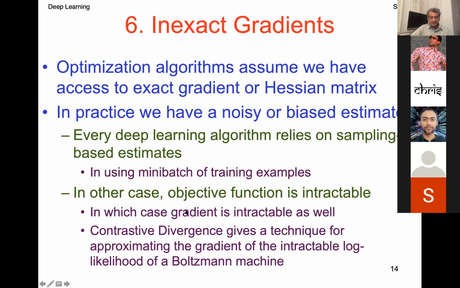In other cases, the objective function is intractable, in which case the gradient is intractable as well. Contrastive divergence gives a technique for approximating the gradient of the intractable log likelihood of a Boltzmann machine. We haven't seen a Boltzmann machine yet. It comes in when we look at generative models.